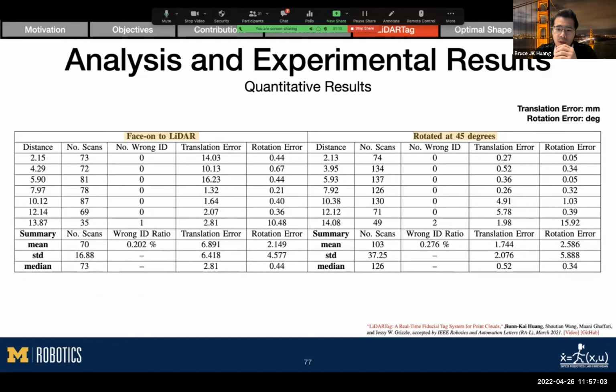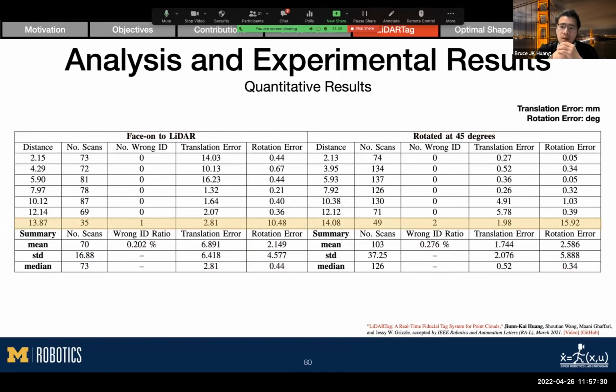Two sets of data were collected for quantitative evaluations. One is the target facing the LiDAR head-on, and the other is the target rotated at 45 degrees as a challenging case. In both cases, we achieve less than 0.3% wrong ID ratio. We achieve a half-centimeter error in translation and a few degrees of error in rotation.